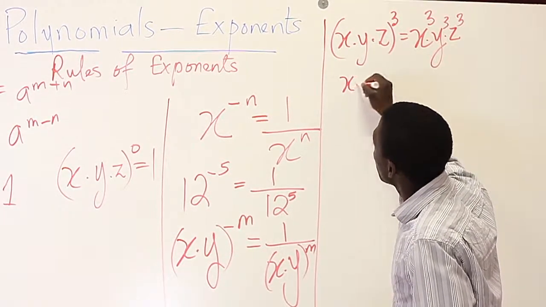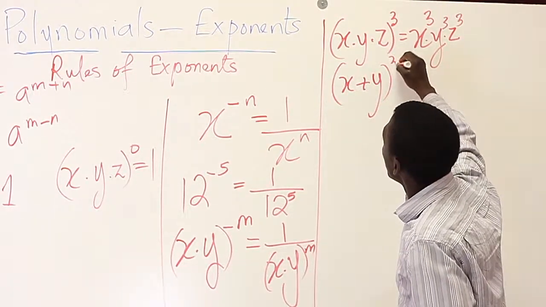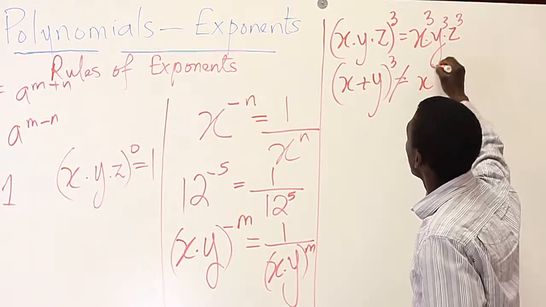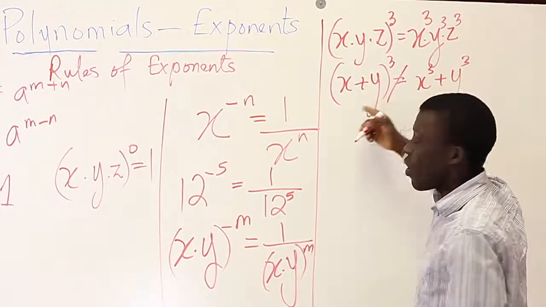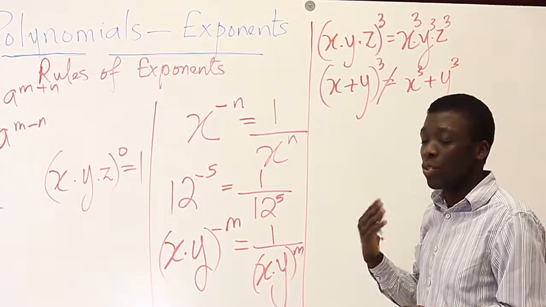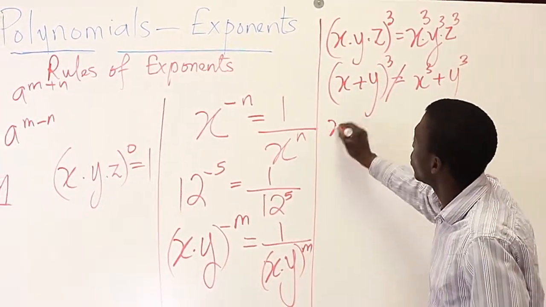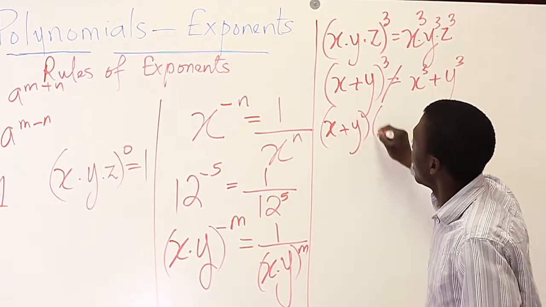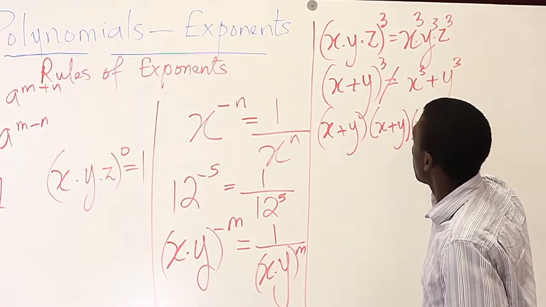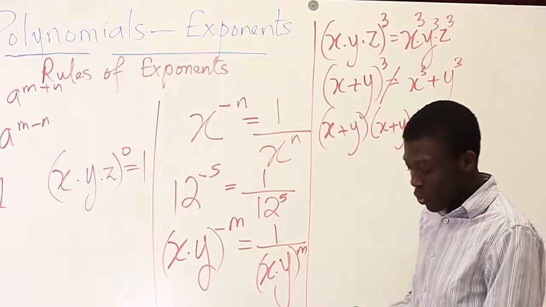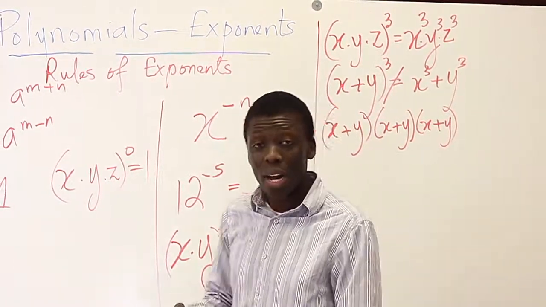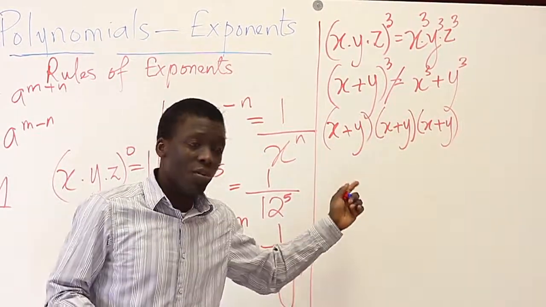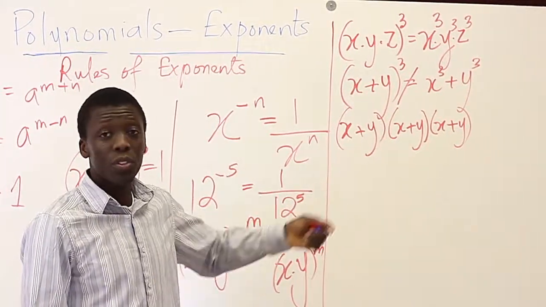So if you're adding (x plus y) to the 3rd power, you would not say x cubed plus y cubed. Or if it was to the 2nd power, you wouldn't say x squared plus y squared. What you would do is write (x plus y) times (x plus y). And of course, we know that we can use Pascal's triangle to solve things like that, to find the coefficients and so on.